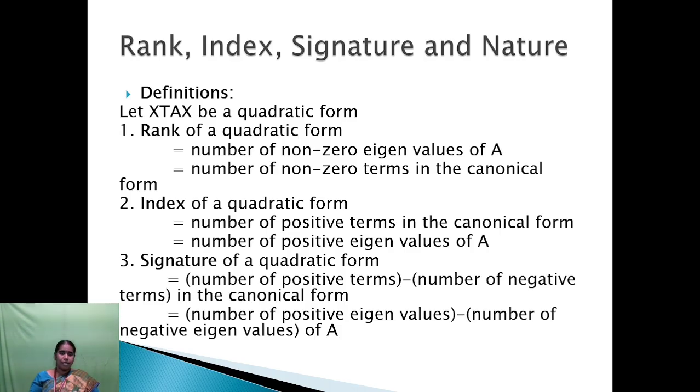Thus, the rank can be calculated as the number of non-zero eigenvalues or the number of non-zero terms in the canonical form. In the same way, index. The index of the quadratic form can be calculated as the number of positive terms in the canonical form or the number of positive eigenvalues of the given matrix A.